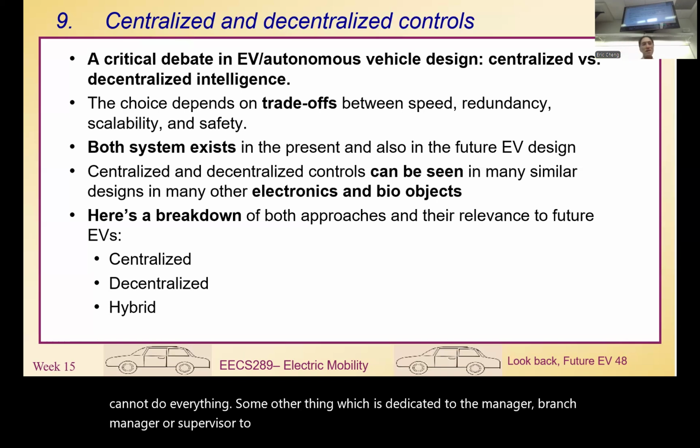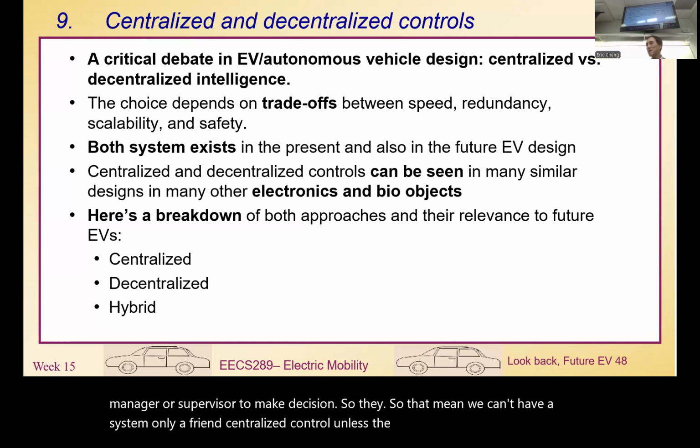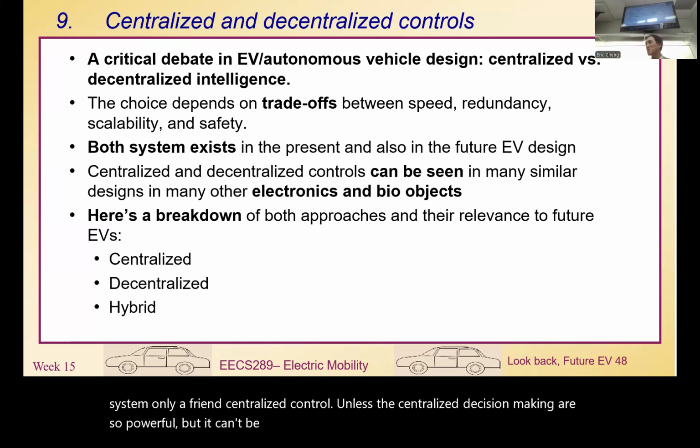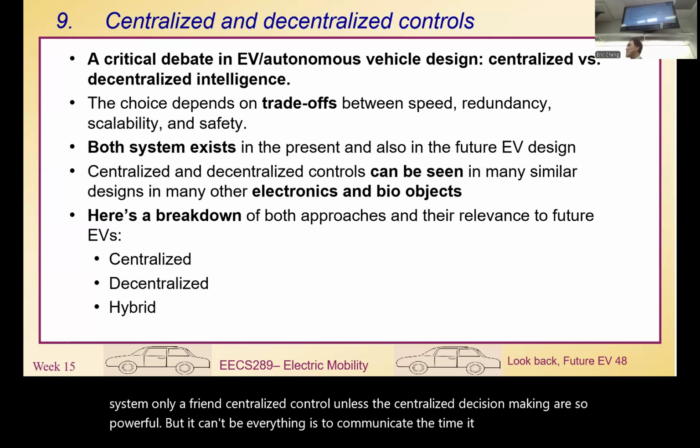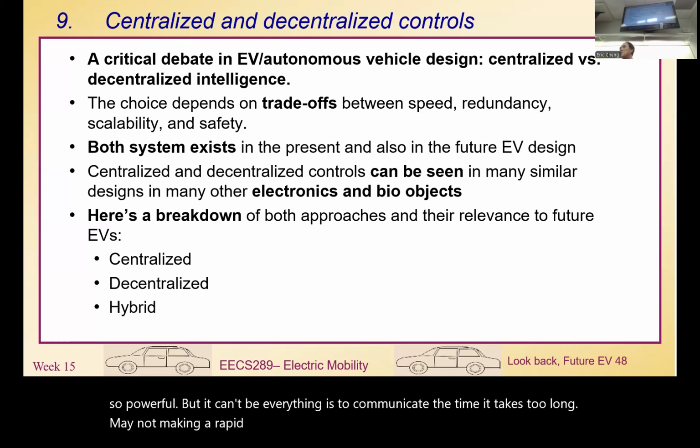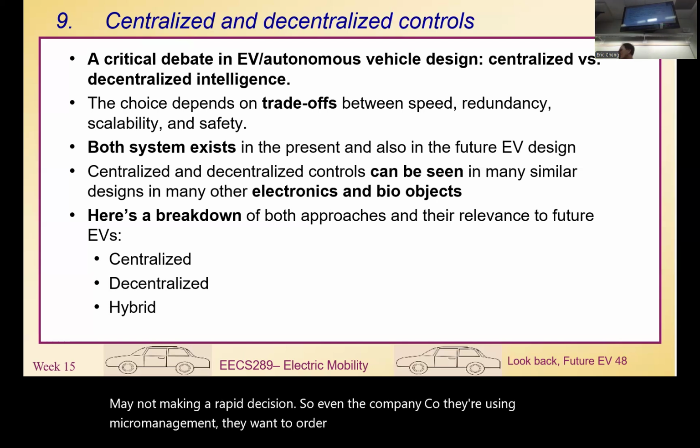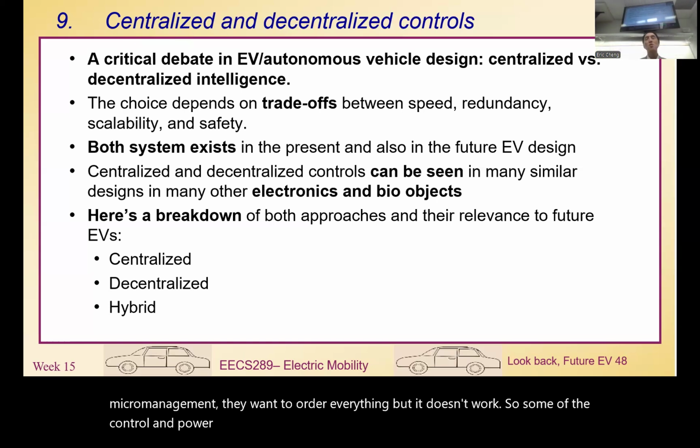So that means we can't have a system with only centralized control, unless the centralized decision making is so powerful. But it can't be. Everything needs to communicate, the time it takes is too long, and it may not make rapid decisions. Even company CEOs use micromanagement. They want to look after everything, but it doesn't work. So some of the control and decision power needs to be made by local, branch, or division managers to do the job. Or sometimes we need to use a hybrid system to combine them.